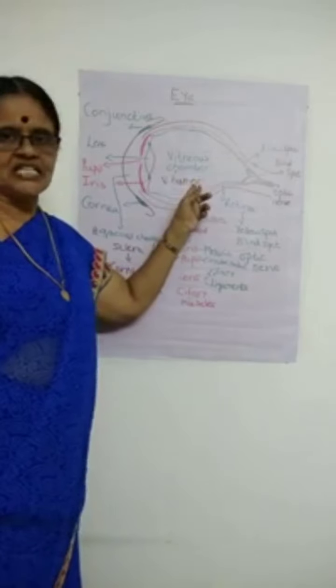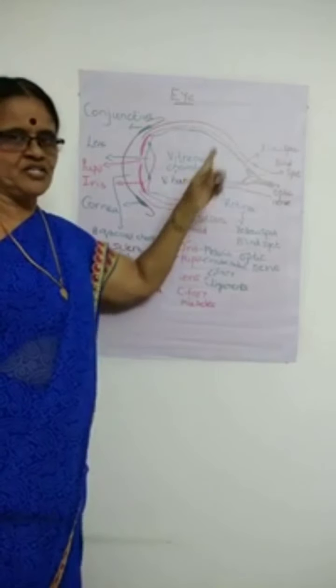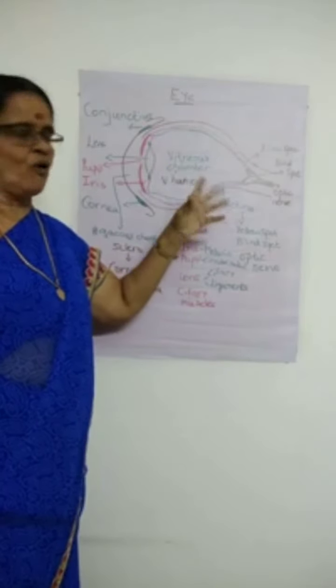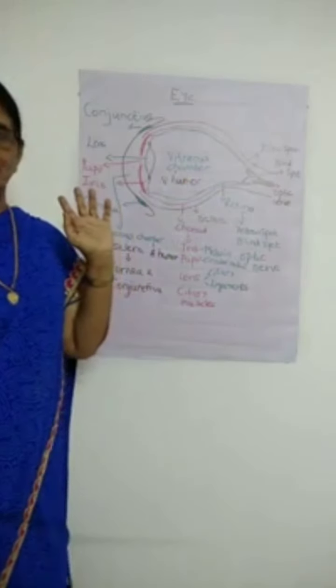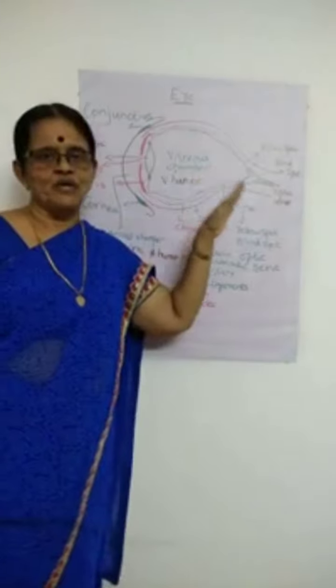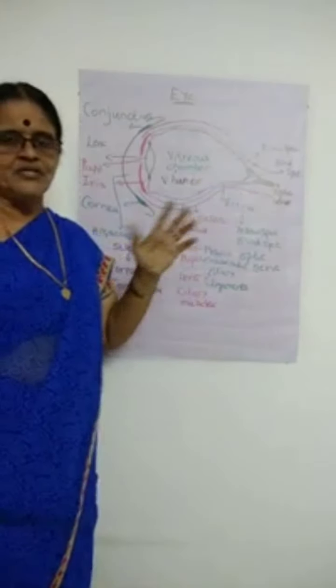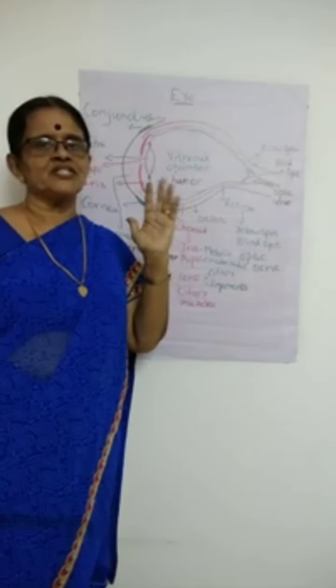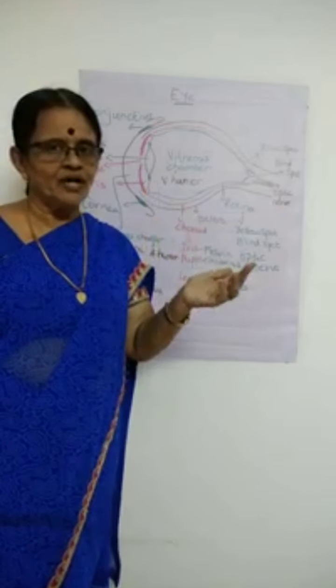And here, maintenance of the shape, that means to maintain the shape of the eyeball. So that is the function of the vitreous humor. So these are the two fluids, aqueous as well as the vitreous. Alright. So now you got an idea about the section, the layers of the eyeball.